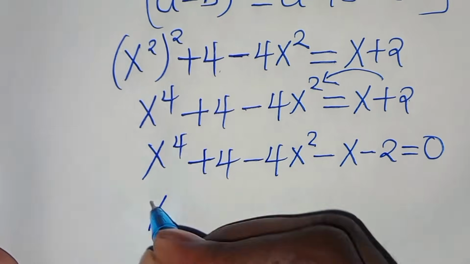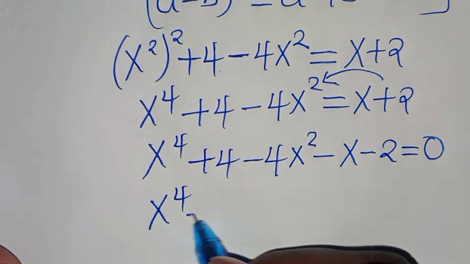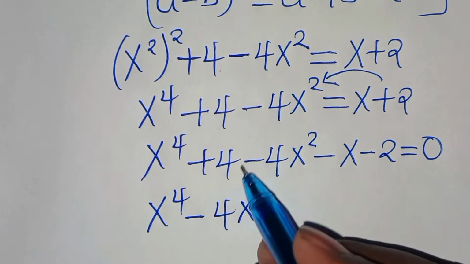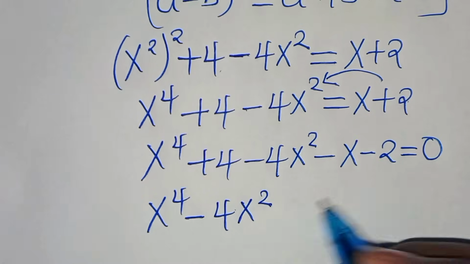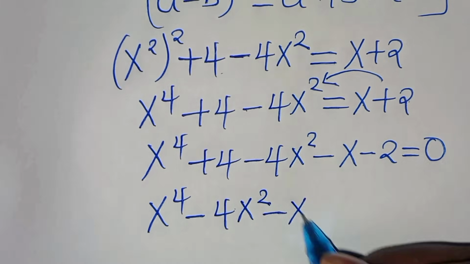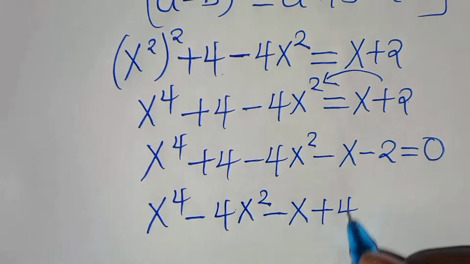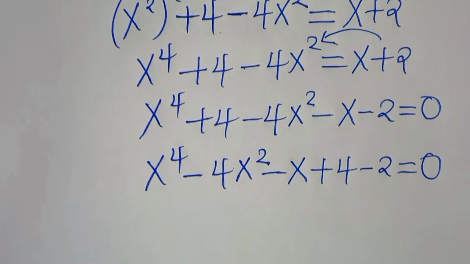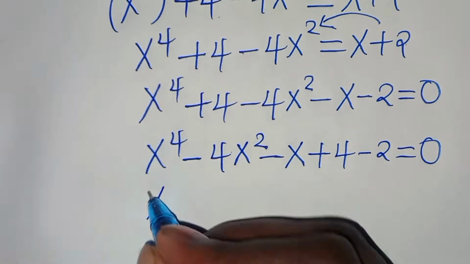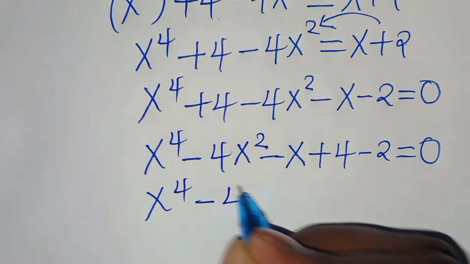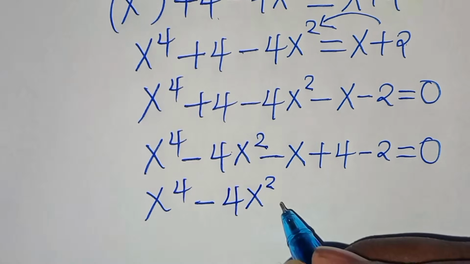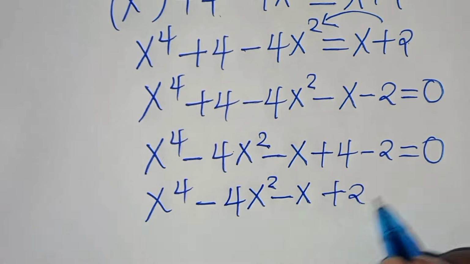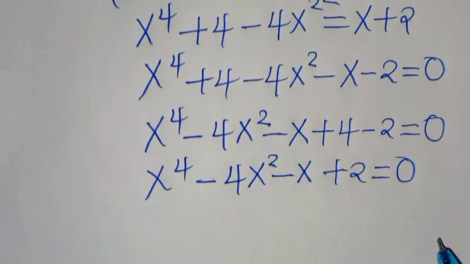Now we have x⁴, subtract 4x², then minus x, then plus 4, subtract 2, equal to 0. Now this is x⁴ − 4x², then subtract x, 4 minus 2 is plus 2, and this is equal to 0.